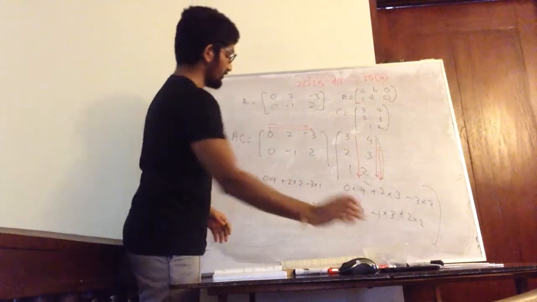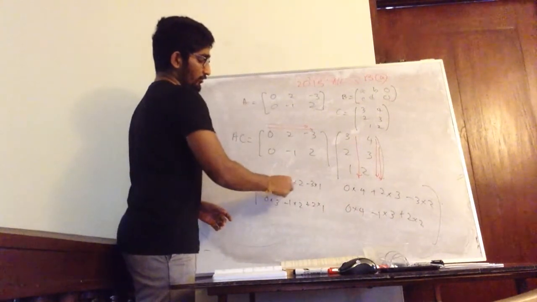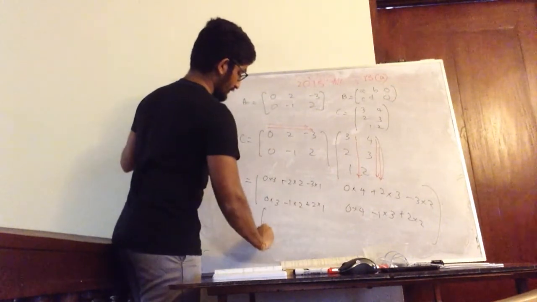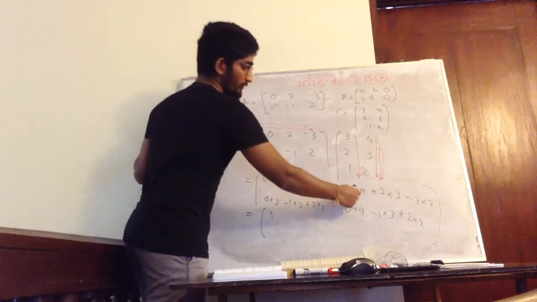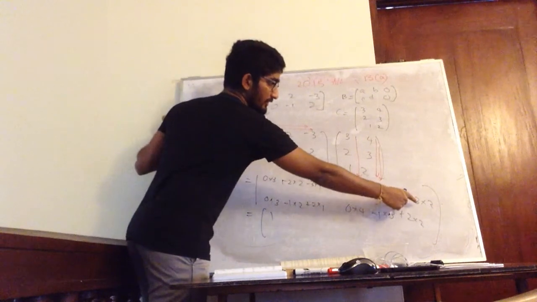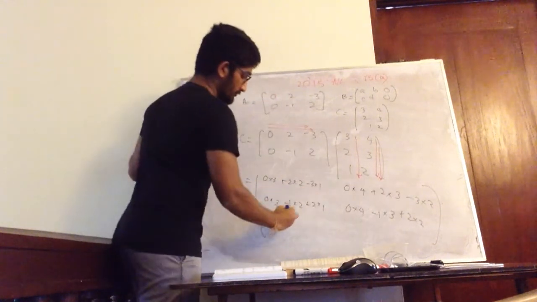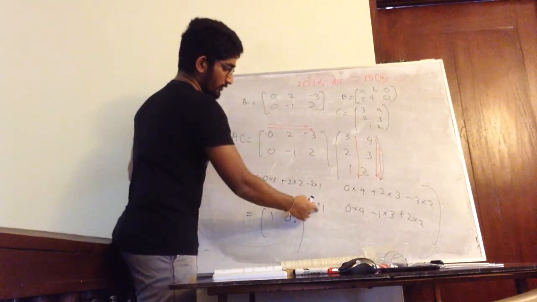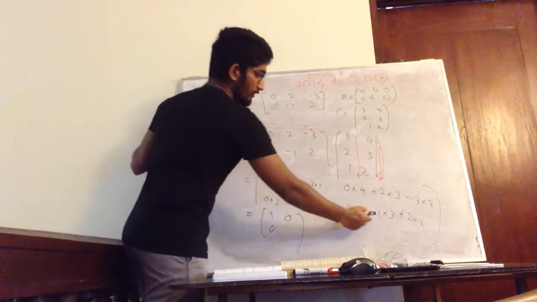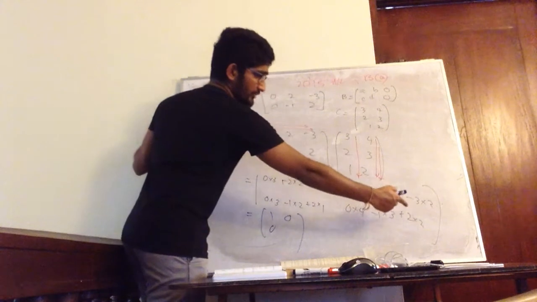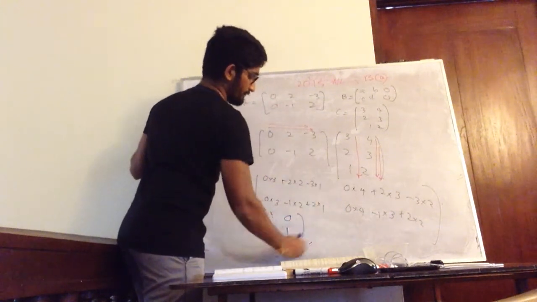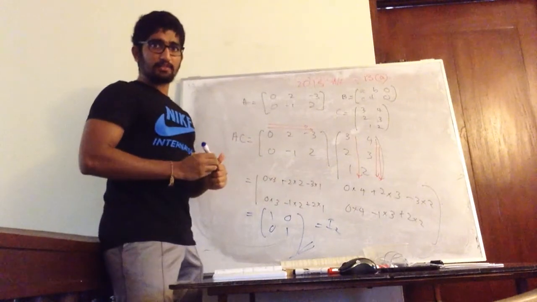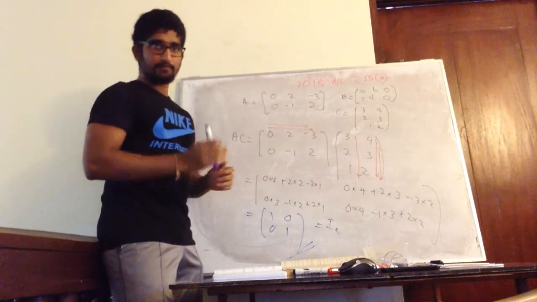So here you will get 0, 2 times 2 is 4, minus 3 is going to be 1. Here it is going to be 0, 6 minus 6 is going to be 0. This is going to be minus 2 plus 2 is going to be 0, minus 3 plus 4 is going to be 1. This is I2. So this is what they are asking us to find. Correct? Right.